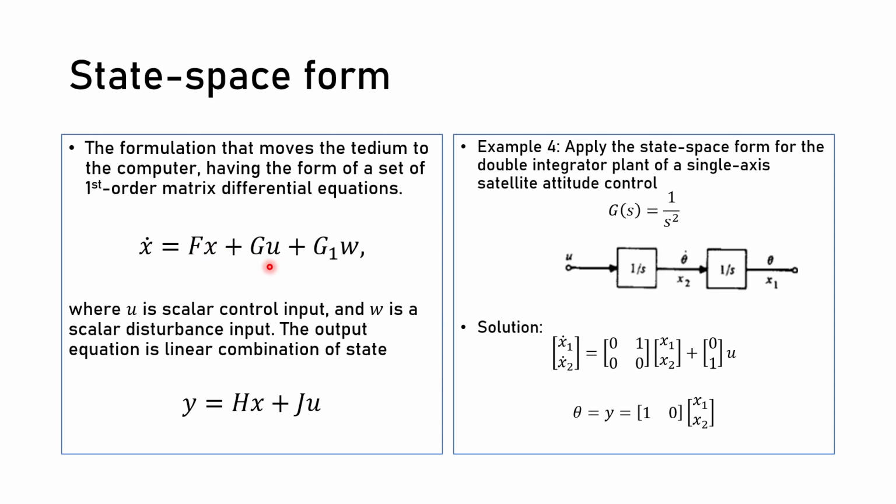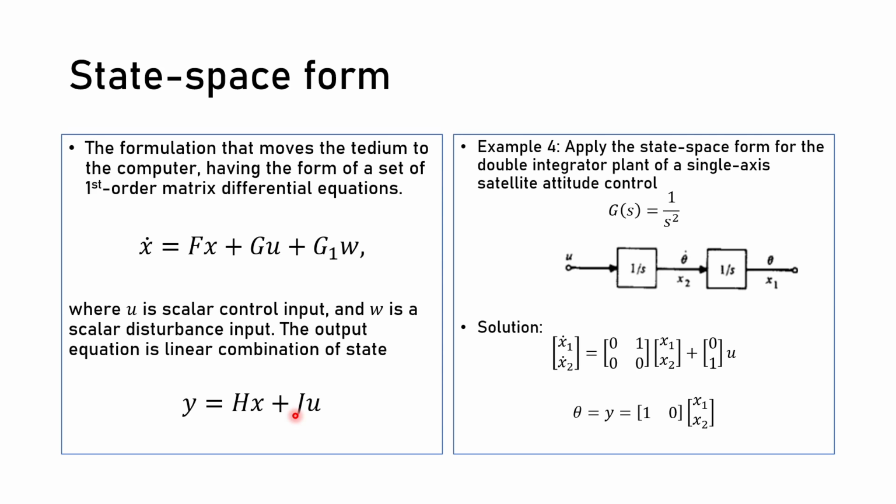h is the state, u is the control input, G is the coefficient of the control input, G1 is also constant, and w is disturbance. But for many cases, especially for analysis, we consider a linear system. So to simplify the analysis, usually we ignore the disturbance. Okay. And the output equation y is defined as this, where H and J are also constant.